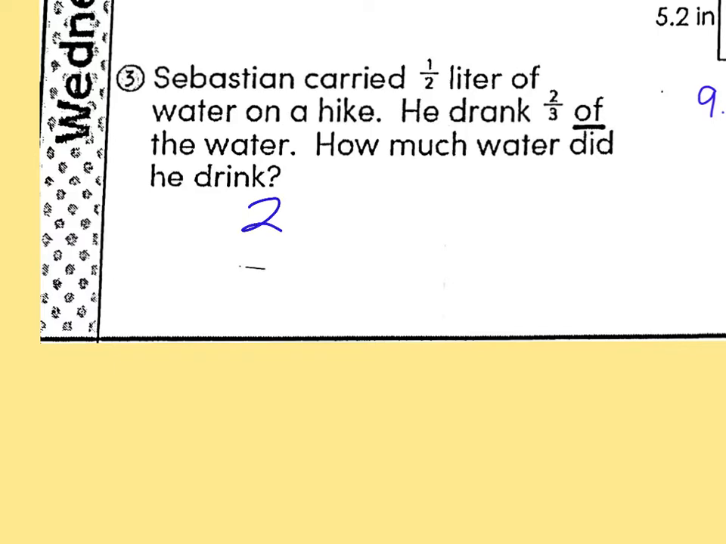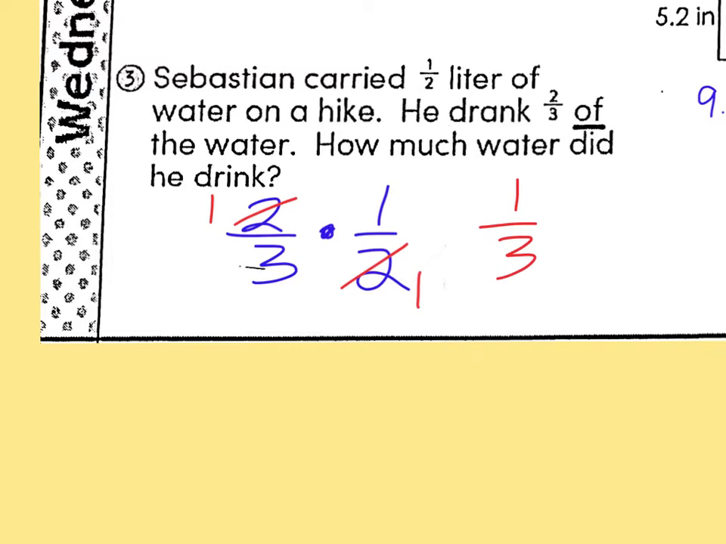So 2/3 of means multiply 1/2. Now, do you remember we can cross simplify? We can just go 2 times 1 is 2, 3 times 2 is 6, and then simplify. Or we can simplify right here. So we can go 2 goes into 2 once, and it goes into that 2 once. So we get 1/3. So he drank 1/3 of a liter. That is the answer to the bell work.